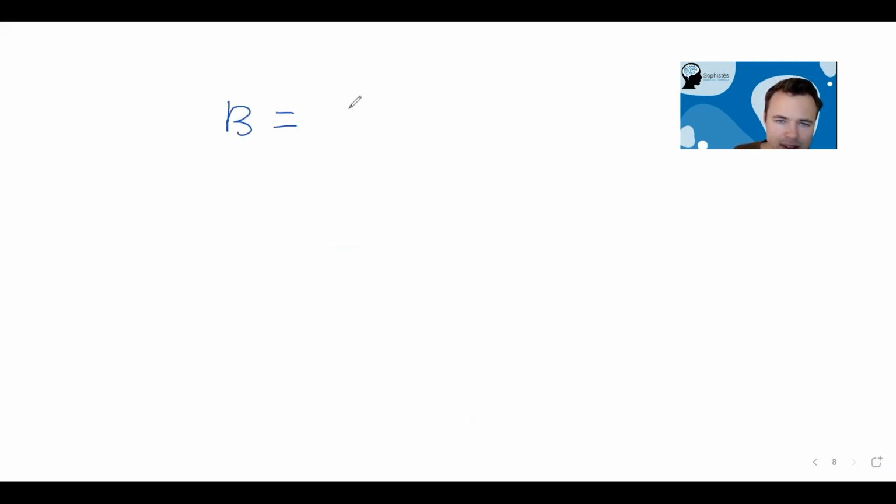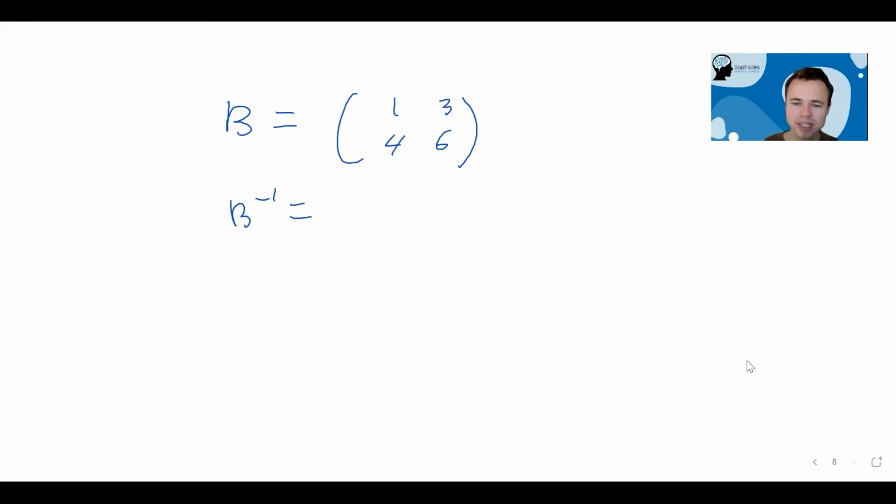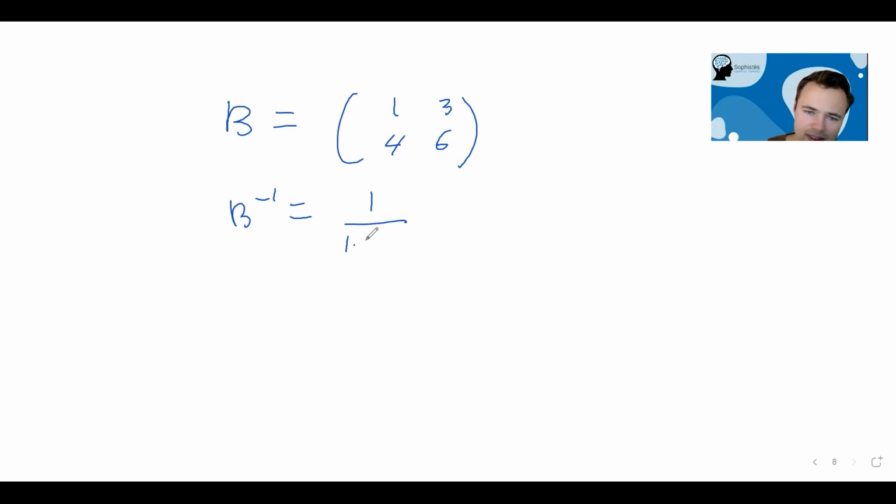B is 1, 3, 4, 6. Who wants to help me? Anna, would you like to help me with this one? Yeah, sure. So you do 1 times 6, which is 6, right? Minus 3 times 4.